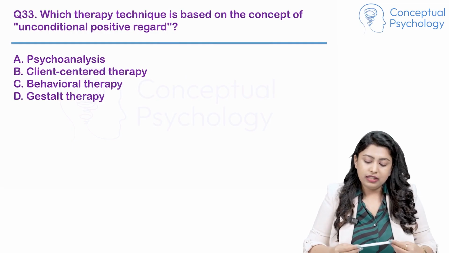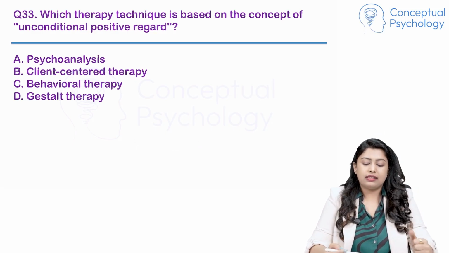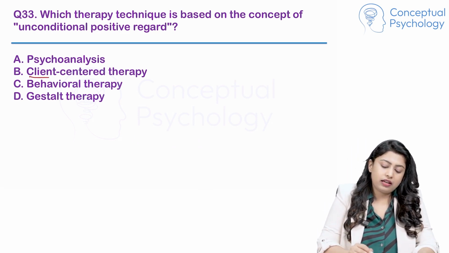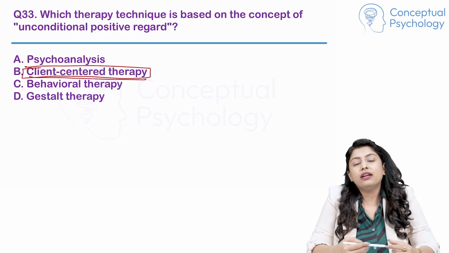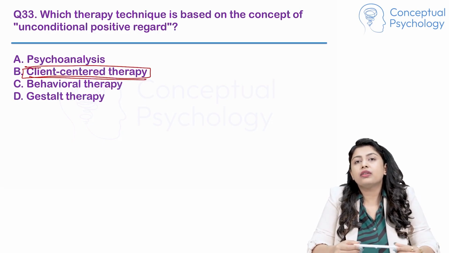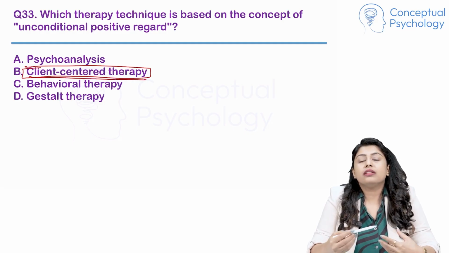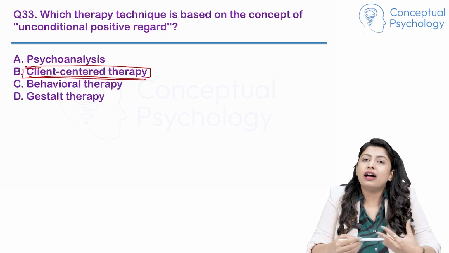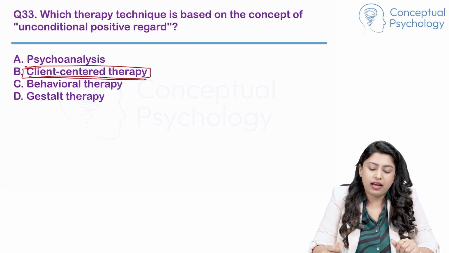Now, which therapy technique is based on the concept of unconditional positive regard? Psychoanalysis, client centered therapy, behavioral therapy, or gestalt therapy? The correct answer here is client centered therapy. So, here, unconditional positive regard is a core concept in Carl Rogers' client centered therapy, referring to the therapist's complete acceptance and support for the client, regardless of what they say or do, which creates a safe environment for self exploration and for growth.